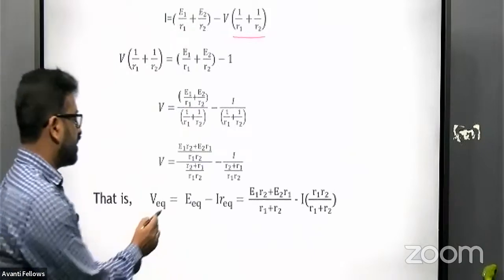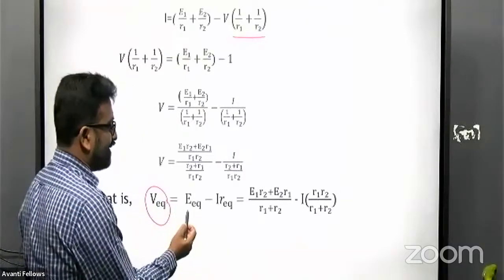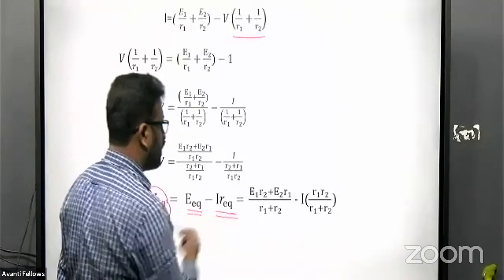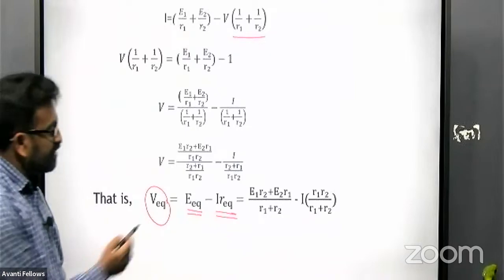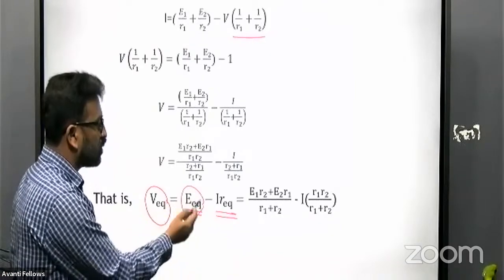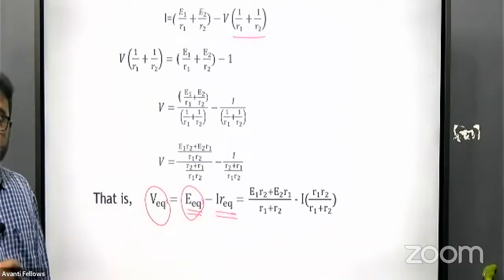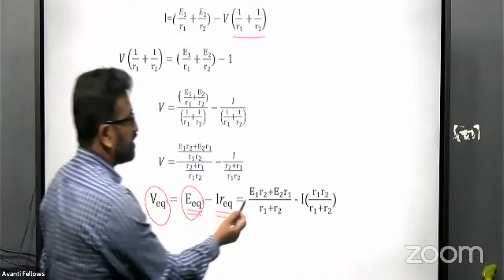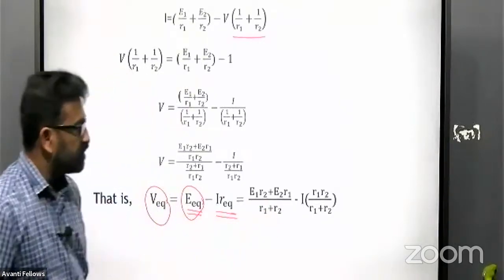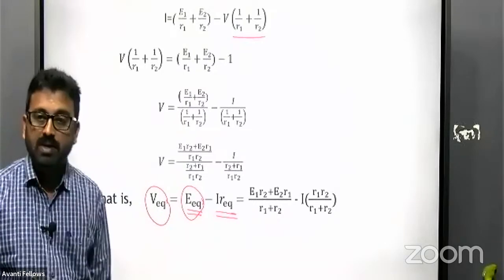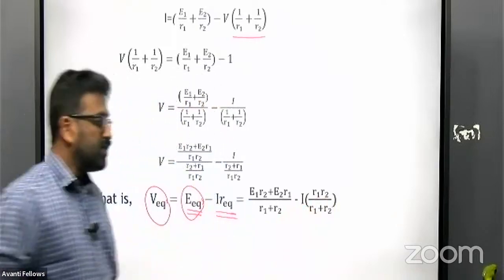Finally, we get an equation, remember this one: V equivalent equals E equivalent minus I into R equivalent. There is a shortcut to remember this equation. E equivalent, the EMF of cells when the cells are connected in parallel, is E1 R2 plus E2 R1 divided by R1 plus R2. It's very easy to remember.